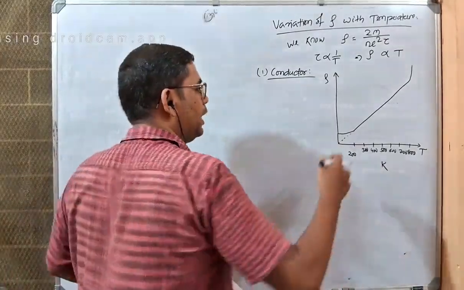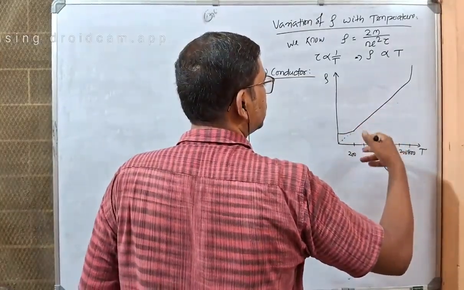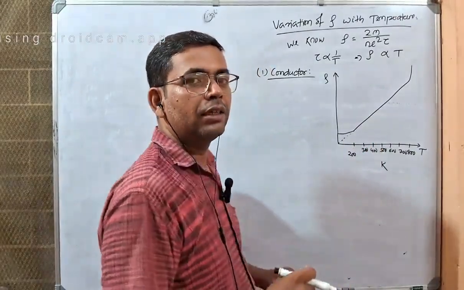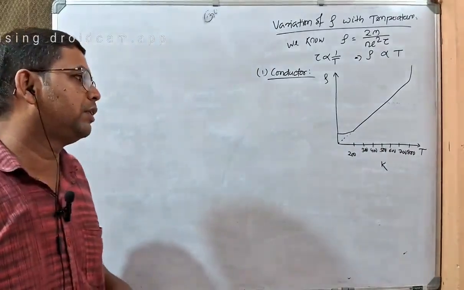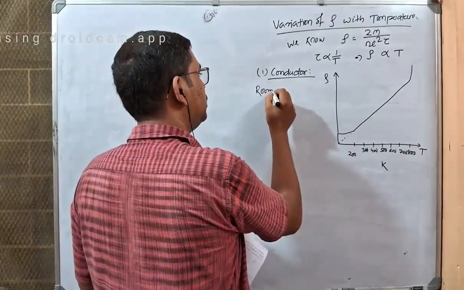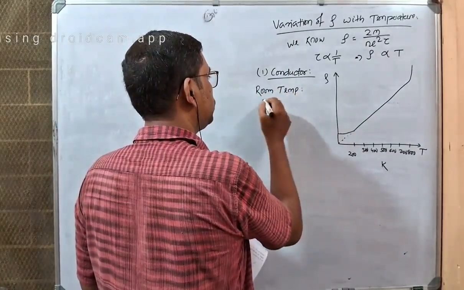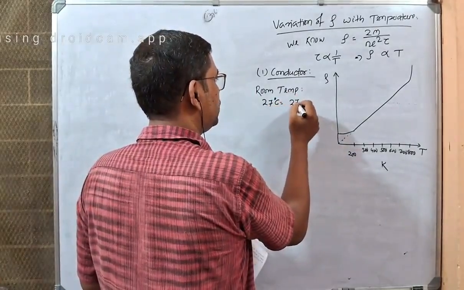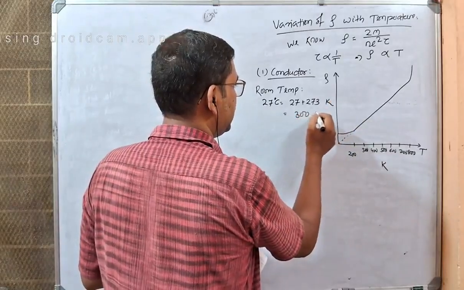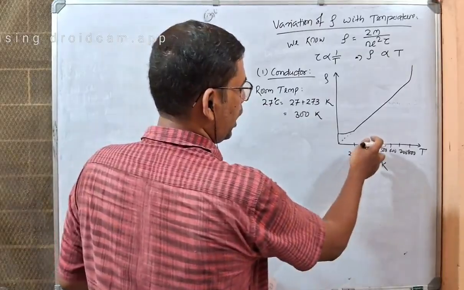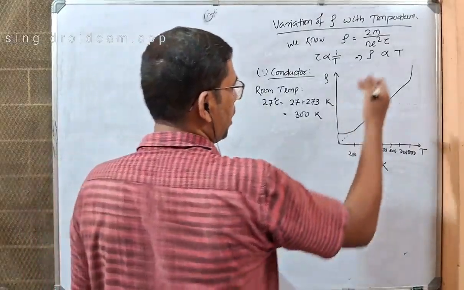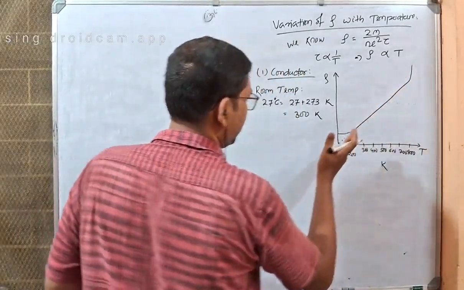Okay, but in the room temperature. So what is the room temperature? It's around 300 Kelvin. 27 degrees centigrade is room temperature. Generally, we choose 27 degrees centigrade, that is 27 plus 273. If I add 273, it will become Kelvin. So that is 300 Kelvin. So around room temperature, or above room temperature, it behaves like a straight line.